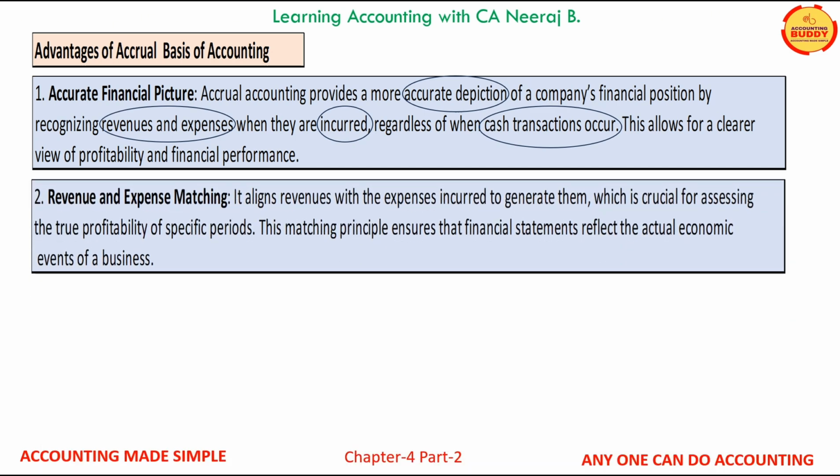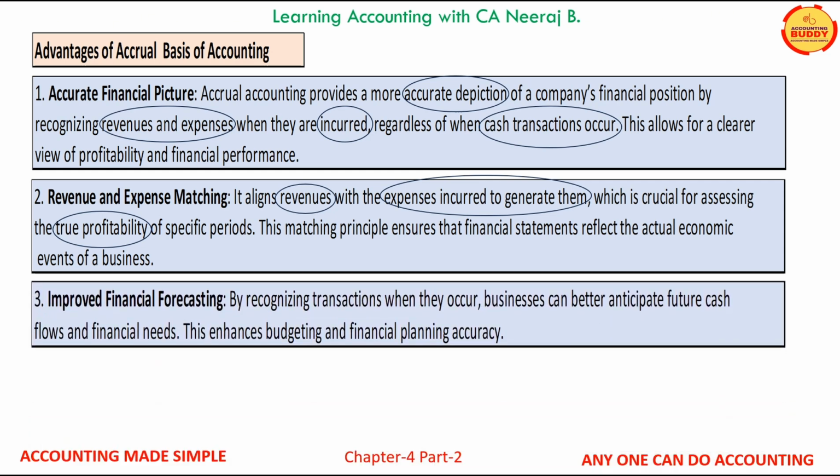Advantage number 2, revenue and expenses matching. It aligns revenues with the expenses incurred to generate them, which is crucial for assessing the true profitability of specific periods. This matching principle ensures that financial statements reflect the actual economic events of the business. Advantage number 3, improved financial forecasting. By recognizing transactions when they occur, a business can better anticipate future cash flows and financial needs. This enhances budgeting and financial planning accuracy.